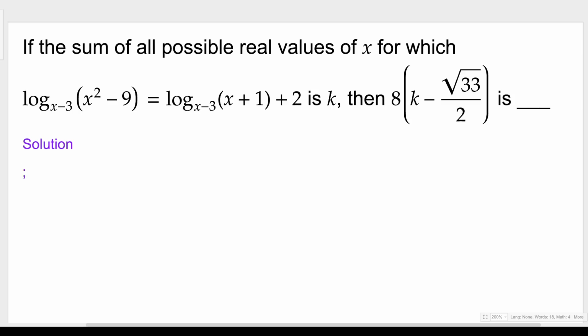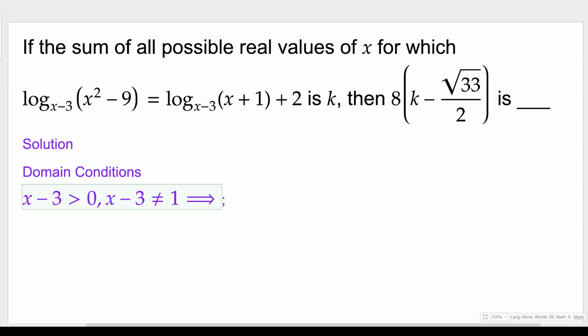First of all, we'll consider the domain conditions. If you consider the base, which is given as x minus 3, this has to be greater than 0, and at the same time x minus 3 should not be equal to 1. So from this we can say that x must strictly be greater than 3 and x must not be equal to 4. So this is for the base.